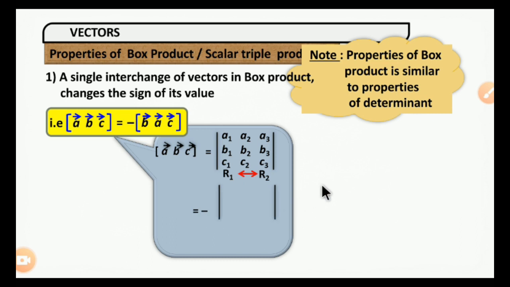Therefore, this will be equal to the determinant where the third row contains the same C1, C2, C3, but with the interchanged rows, the second row contains A1, A2, A3 and the first row contains B1, B2, B3. Therefore, it is equal to minus the box product of BAC, which equals this previous determinant. Therefore, the box product of ABC is equal to minus the box product of BAC.